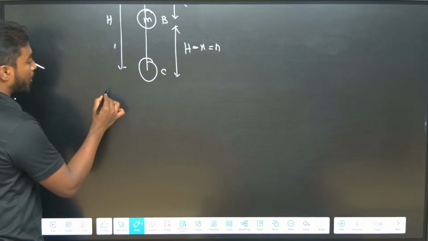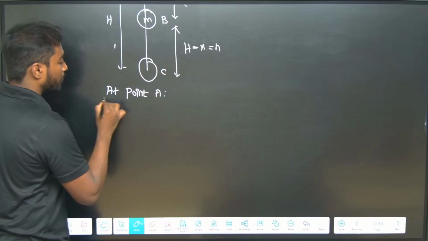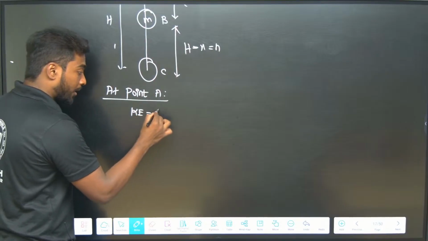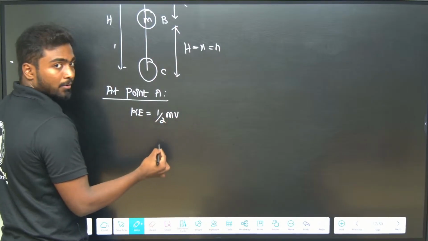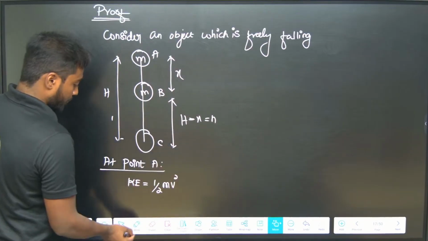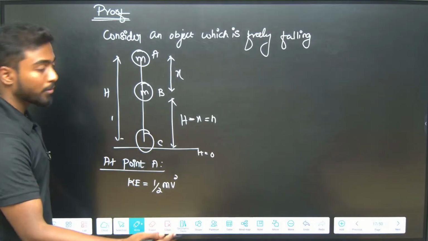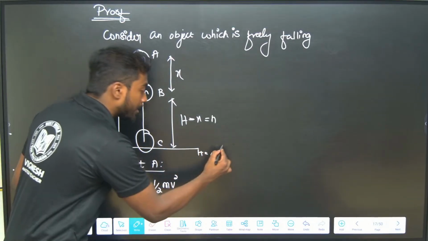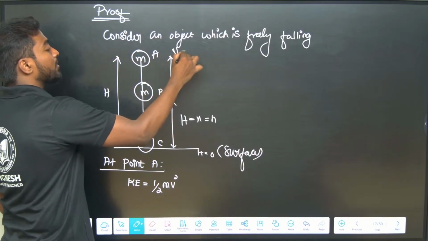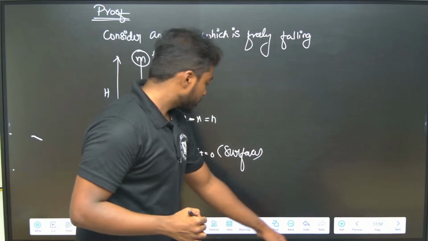Now at point A, kinetic energy is half m v square. Here at this point h is equal to 0, the total height is not there. This is the surface. So initially v is equal to 0, initial velocity is equal to 0.